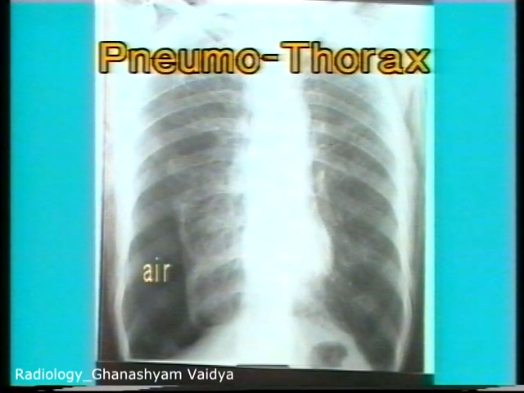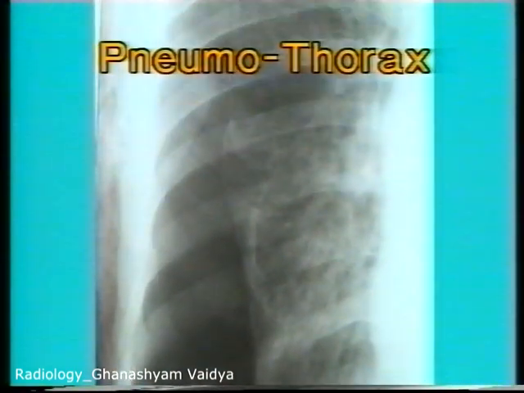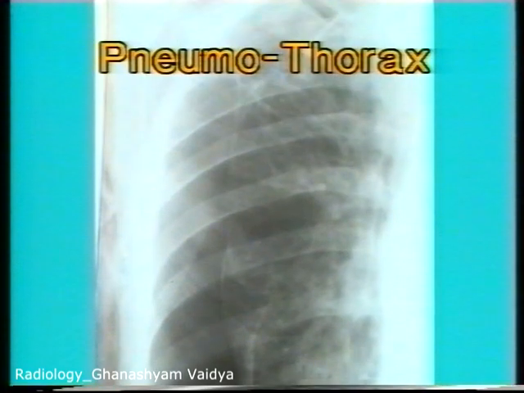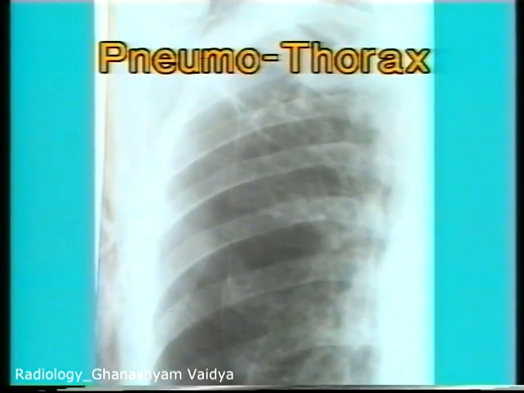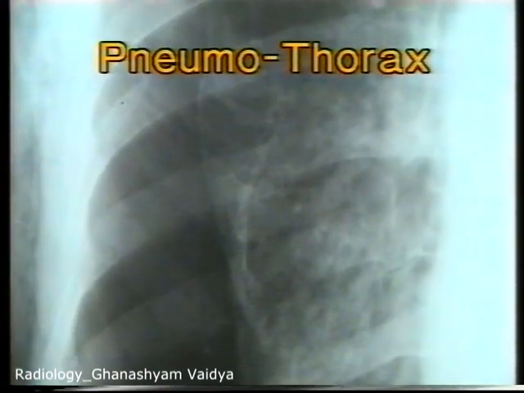This is another X-ray showing air in the right pleural cavity without significant shift of mediastinum. Note the peripheral radiolucent area on the right side and the thin line of lung border representing the visceral pleura which demarcates the collapsed lung from the air. Note the absence of lung markings in the dark radiolucent area.